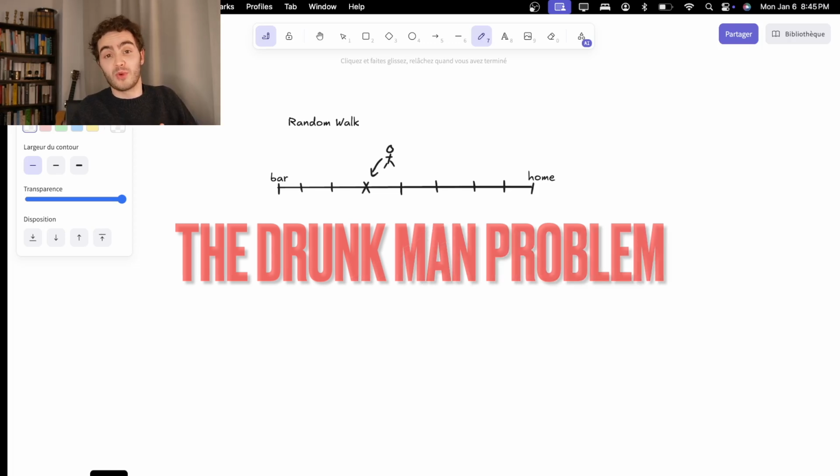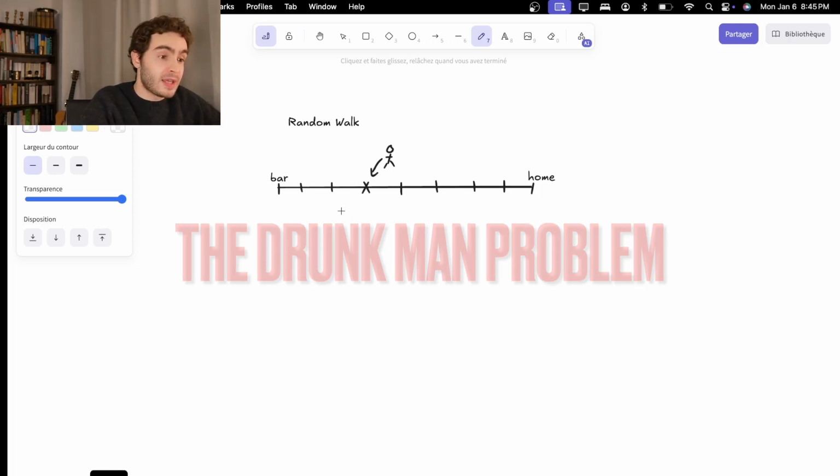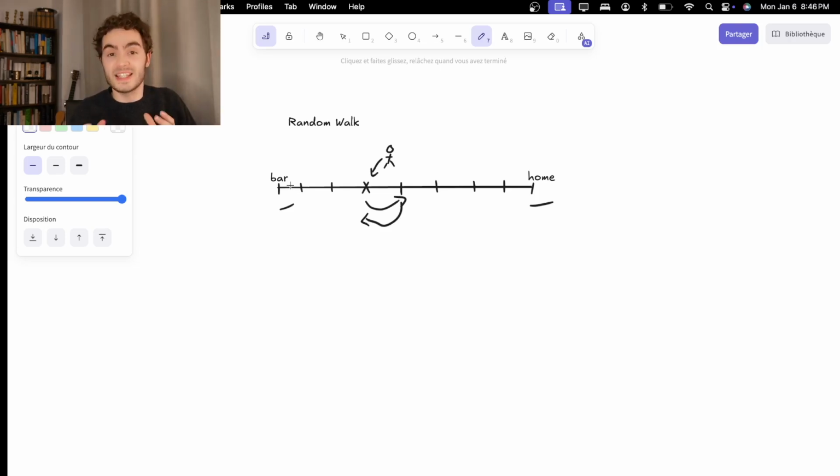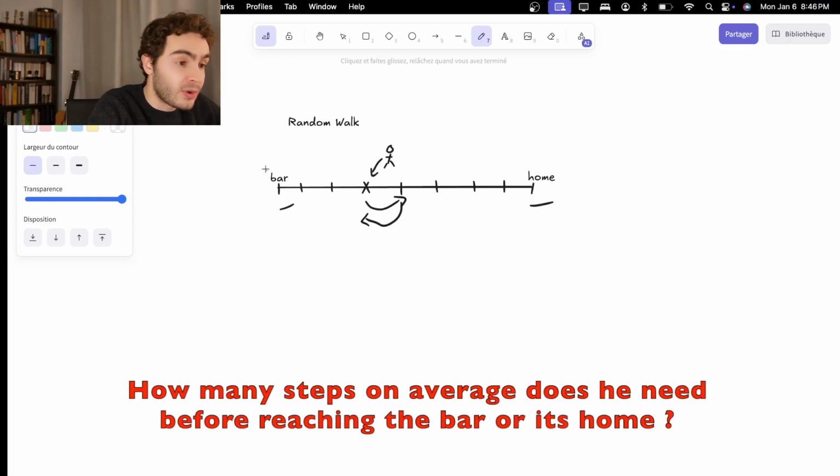In the drunkman problem, you have a man that is coming from the bar to his home, but he is so drunk that he is not walking straight. So sometimes he goes forward as expected, but other times he goes backward. And the question is, how many steps on average does he need before reaching either the bar or home?